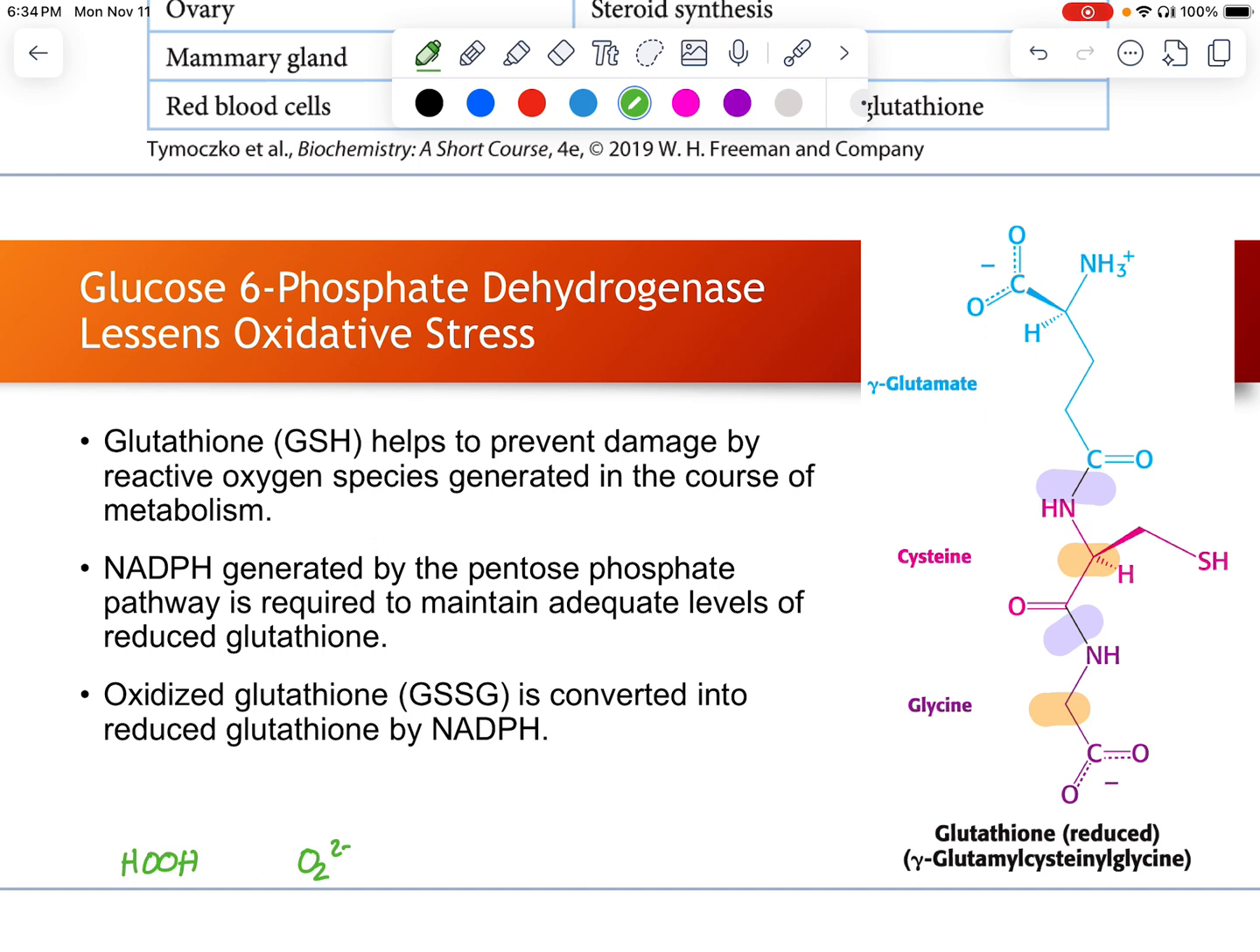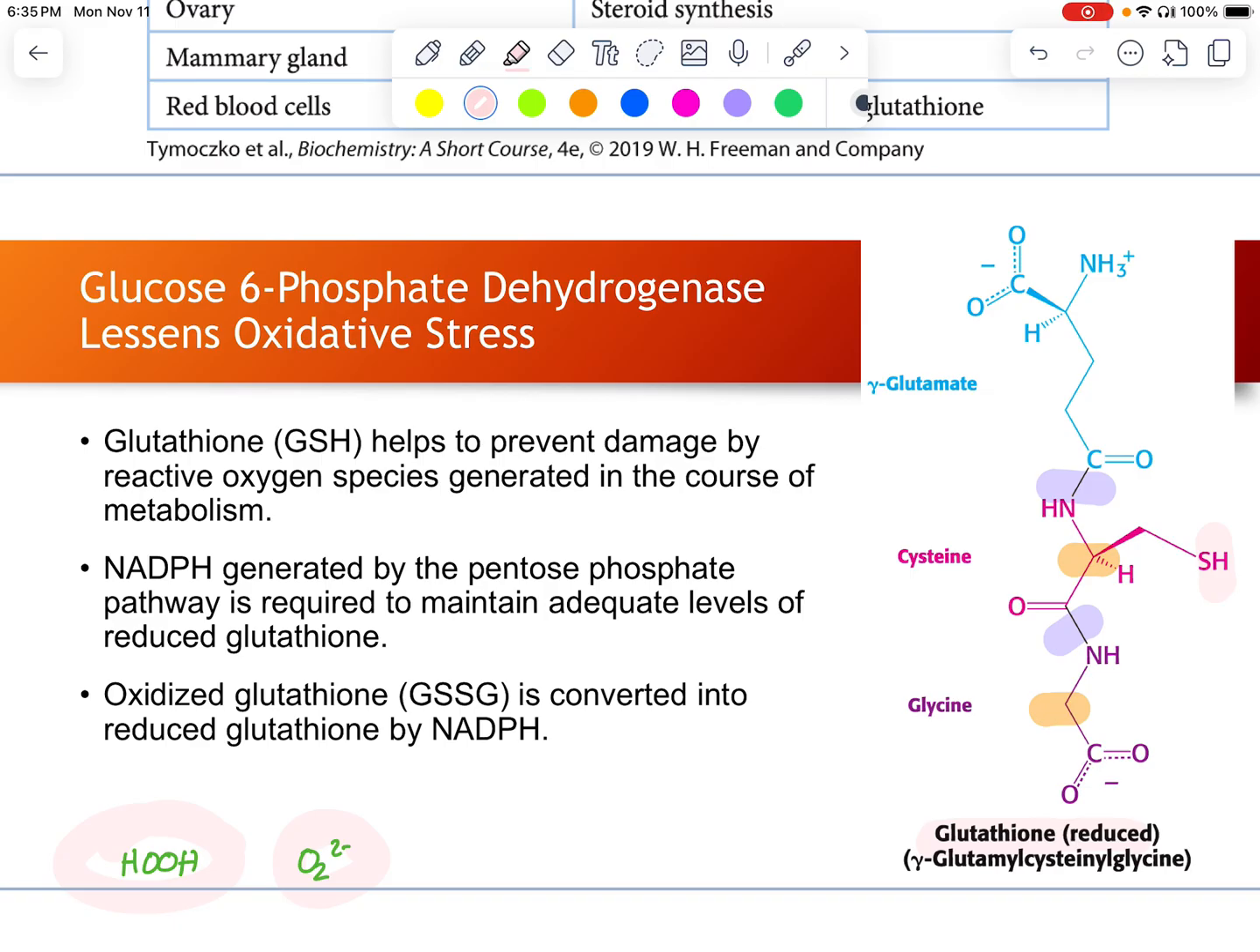Glutathione is an important one. So glutathione can come in and react with these species and donate electrons from this bond. When it does that, it forms a disulfide bond, so we get a dimer. It's got two of these glutathiones attached with a disulfide bond. But it can essentially neutralize these free radicals by donating electrons.